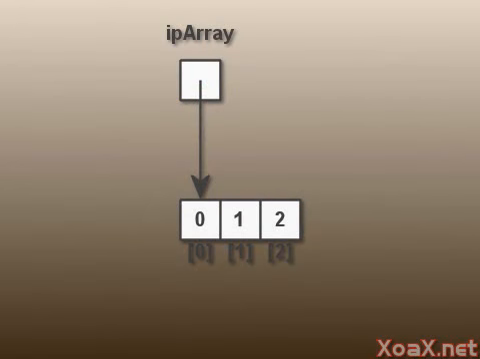Let's look at the memory layout for this allocation. In this program, IPArray is a pointer that points to the beginning of the array of allocated ints. Note that the pointer itself is not dynamically allocated, only the array of integers is. This one-dimensional case is fairly straightforward.